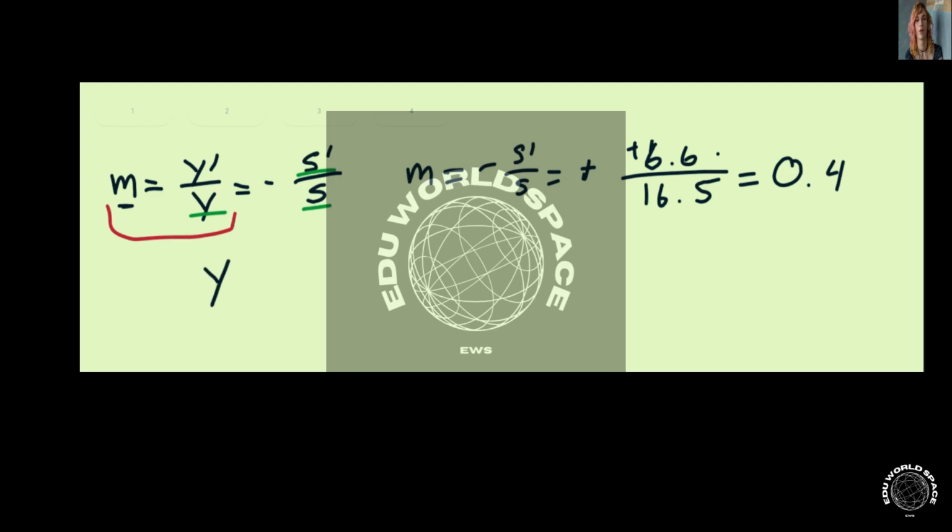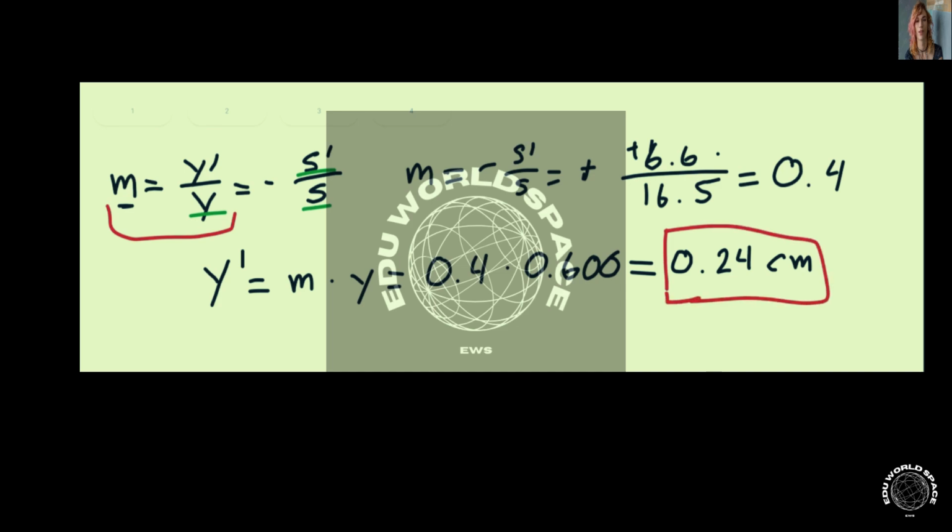Rearranging that, we can see that the quantity we're looking for is the image height. y prime is equal to the magnification times the object height. And so we know both of these numbers as well. So we end up with 0.4 times 0.6, and that equals 0.24 centimeters. I'll box that because that is our solution for the image height.